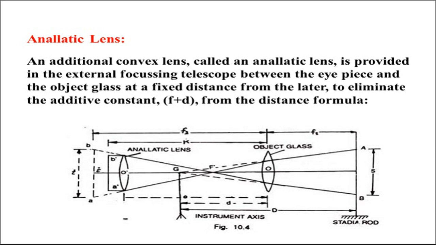So to eliminate that, or to make this constant 0, we provide the additional convex lens called the analytic lens. This is the original objective glass and this is the analytic lens which is provided in the telescope, and due to the provision of this analytic lens, the value of f plus d becomes 0. The other distances and things remain the same.